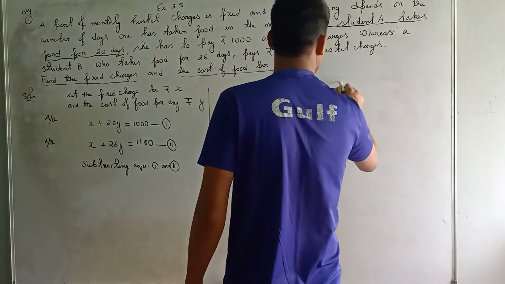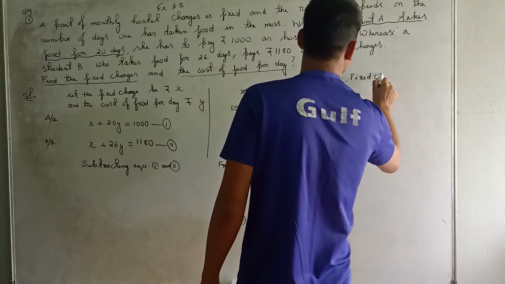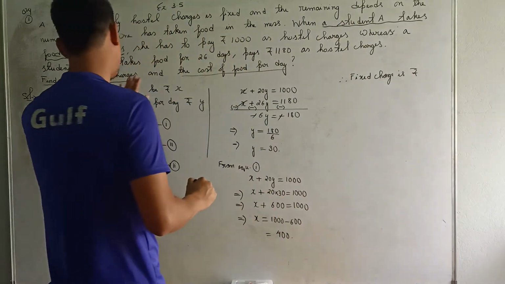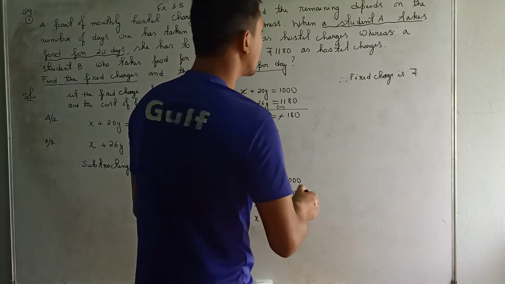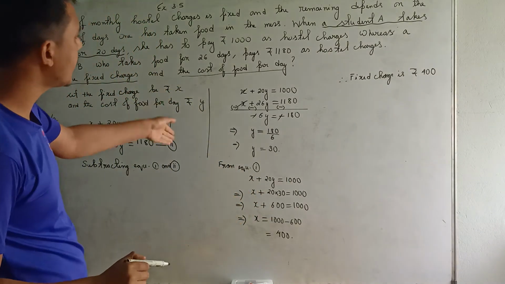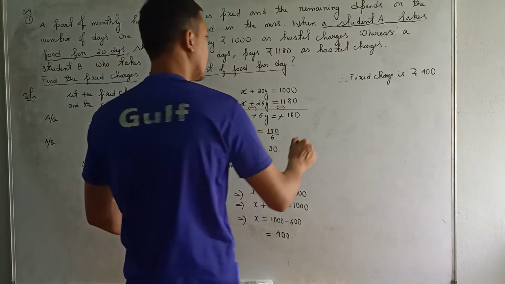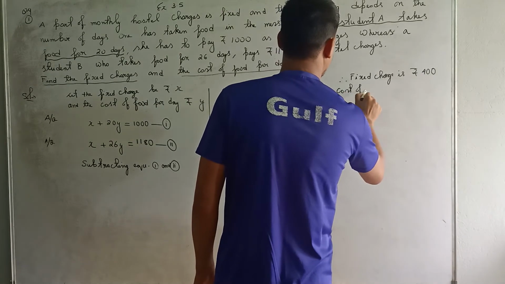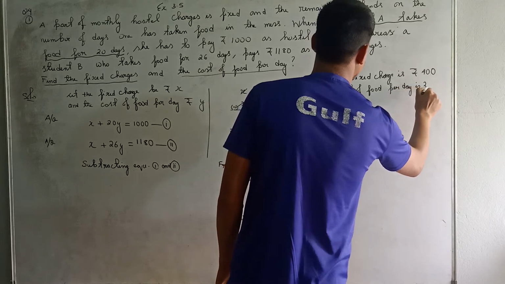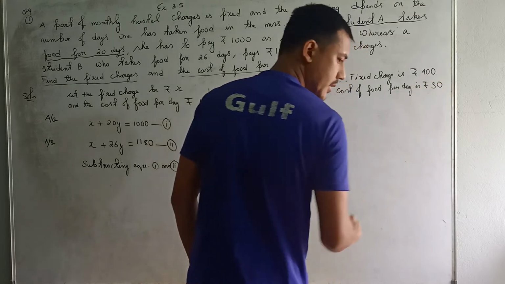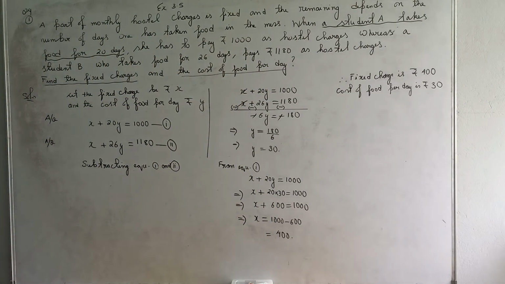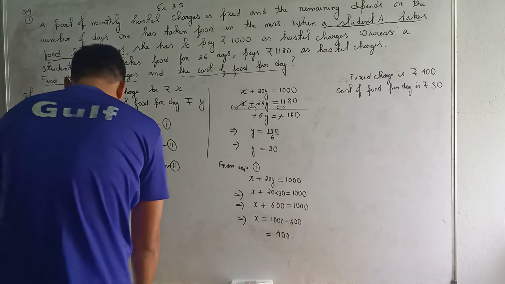Therefore, we have obtained the fixed charge. Fixed charge we have represented by x. X we got 400. So fixed charge is rupees 400. And the cost of food per day is rupees y. Y is 30. Therefore, the cost of food per day is rupees 30. Did you get the same thing? Okay. So we shall try another question. We should exercise.